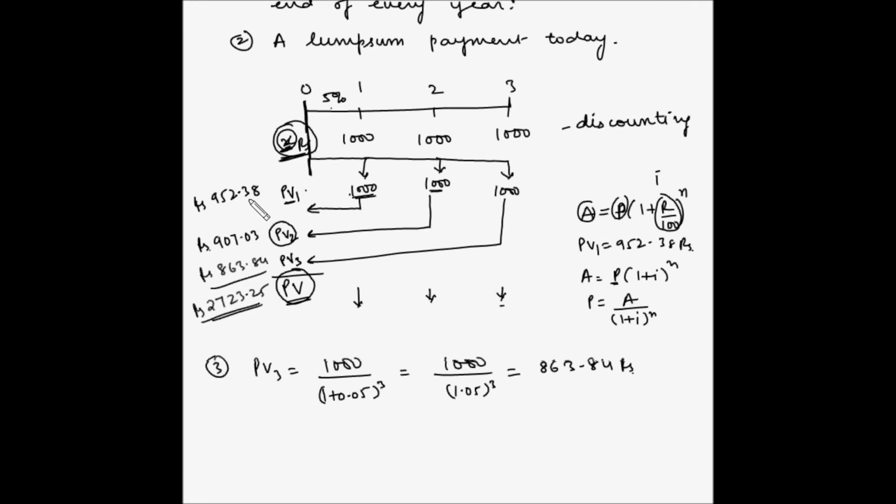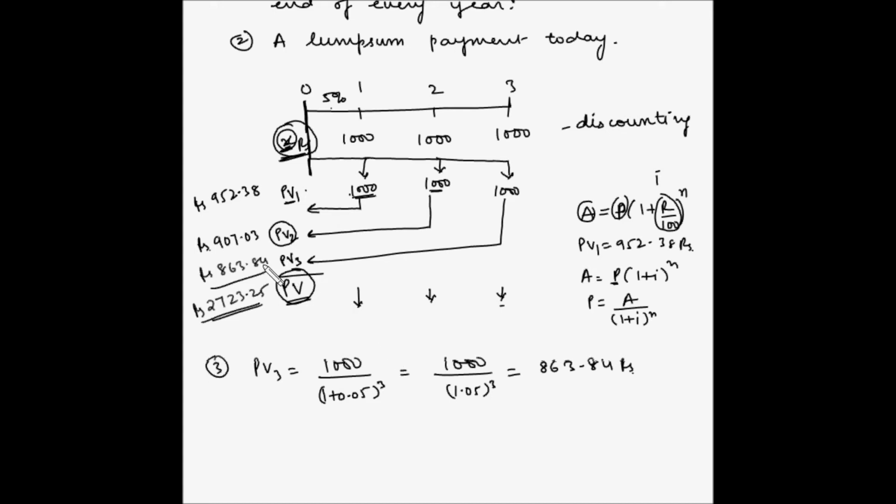Also, if you note, the present value is decreasing as the tenure is more. So we need less money if we invest for 3 years to get 1000 rupees at the end of 3 years, as compared to getting 1000 rupees at the end of second year, and again as compared to 1000 rupees at the end of first year.